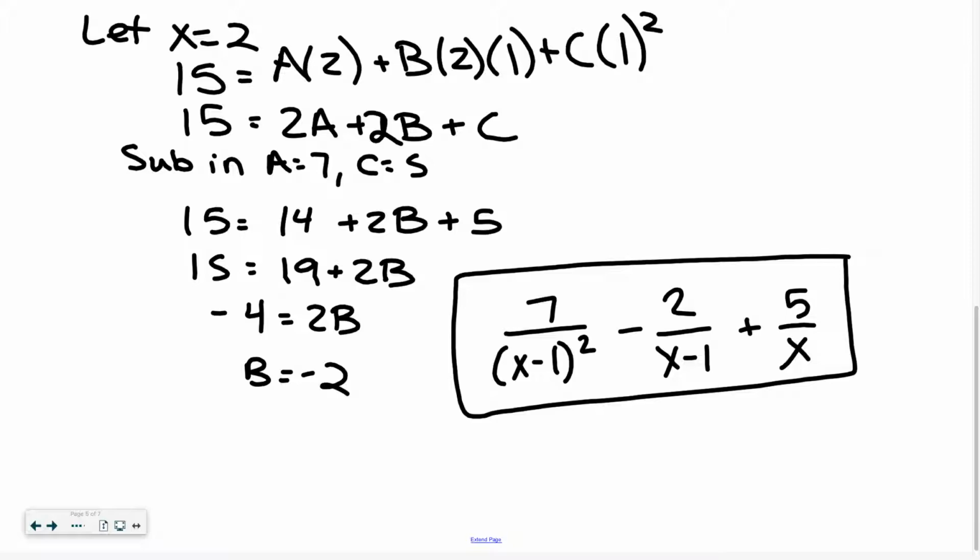Now, if you took the time for those 3 fractions to get common denominators and distribute in the numerator, when you added everything together, it would equal our original problem, 3x squared minus x plus 5 over x cubed minus 2x squared plus x. Okay. Does anybody have any questions before I do my last example?